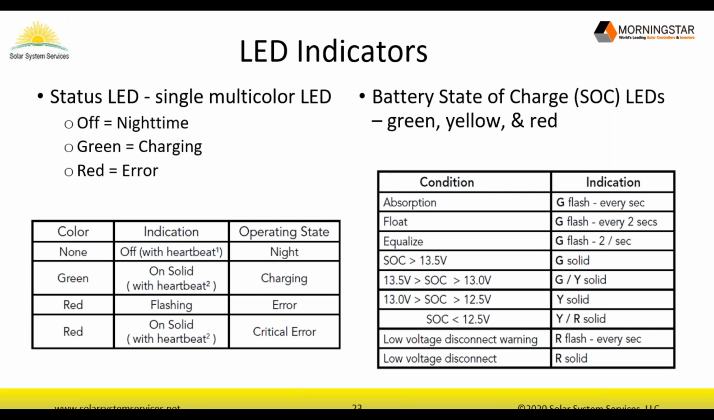But let's start with the status LED. Again, both units have got 4 LEDs total. One is the status LED, that's the status of the charge controller, and then there are 3 for the battery state of charge. So for the status LED, if it is off, that means it's a nighttime mode. If it is green, it's charging. If it's red, it's an error. Now, if it's flashing, that tells you whether it's regulating or not.